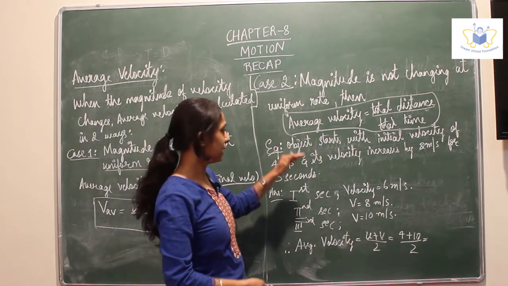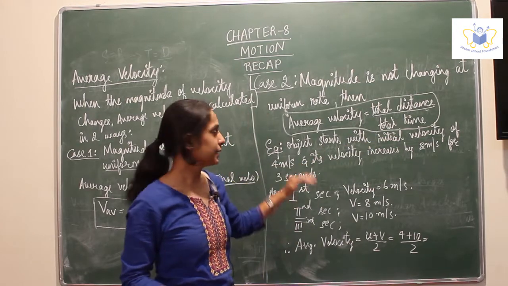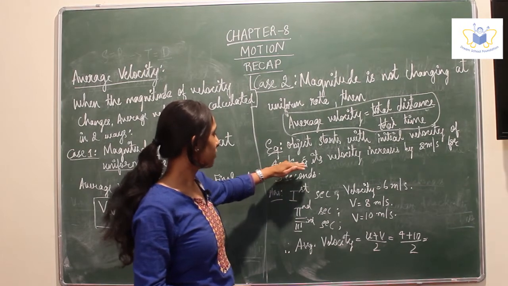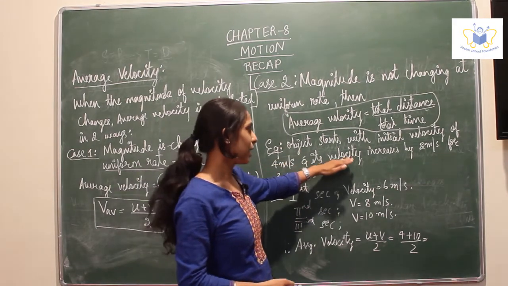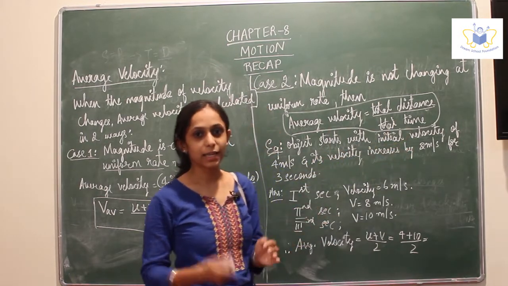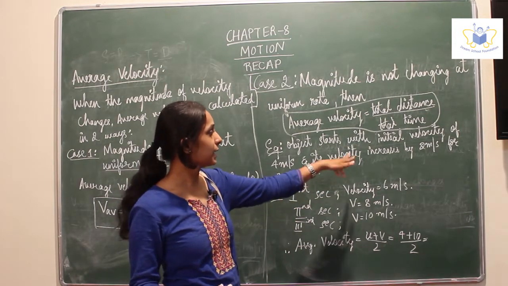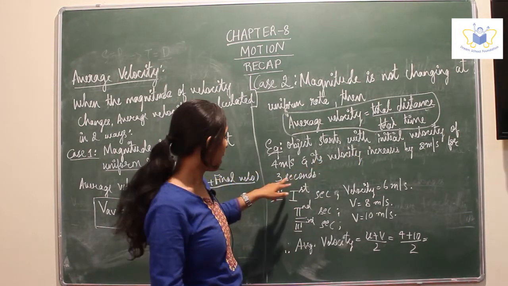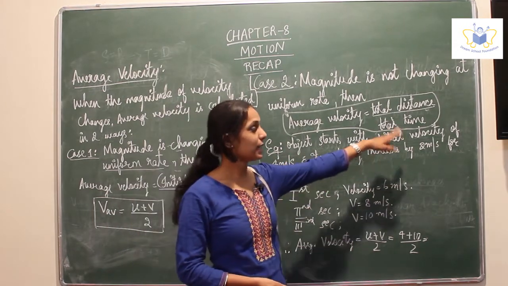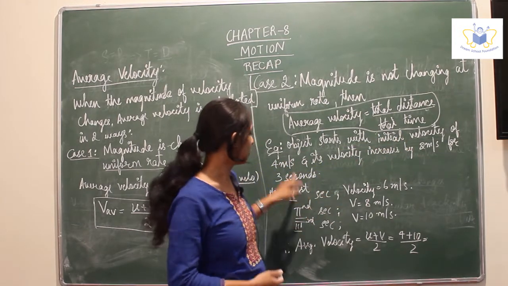Now read out the question very carefully. An object starts with an initial velocity of 4 meter per second. Assume you are moving with 4 meter per second and its velocity is increasing by 2 meter per second, for how many seconds? For 3 seconds. So for every second, the velocity is increasing by 2, successively for 3 seconds.